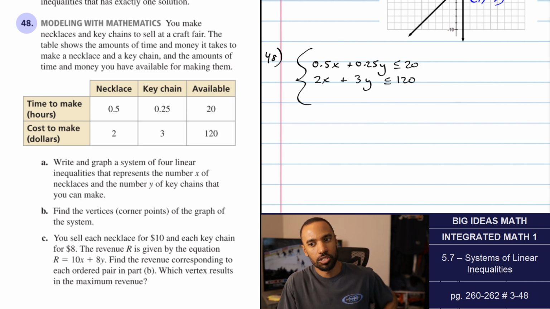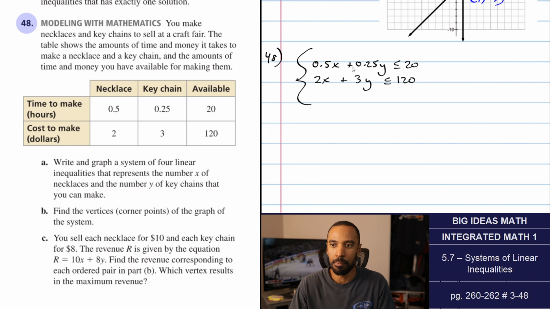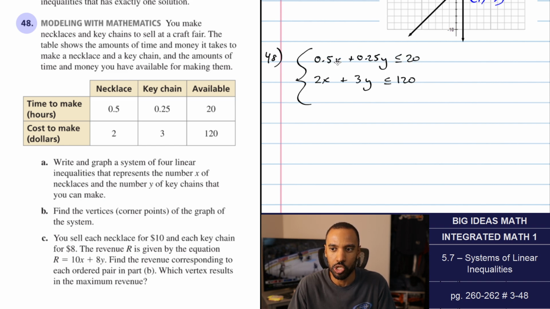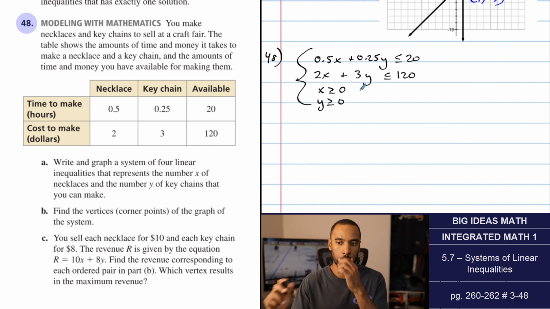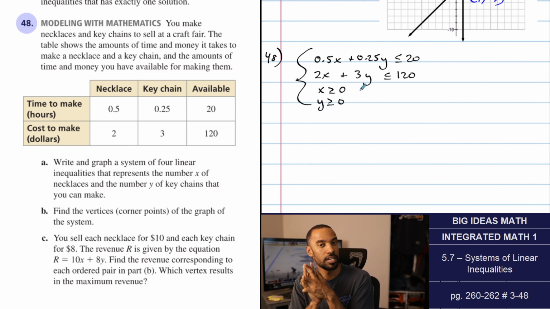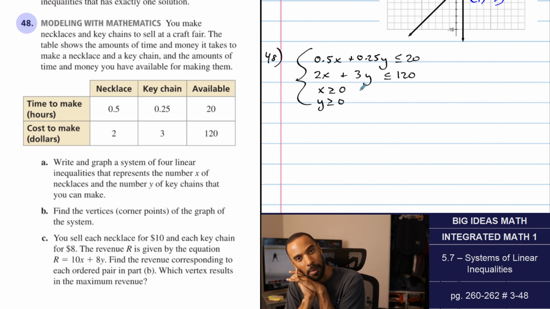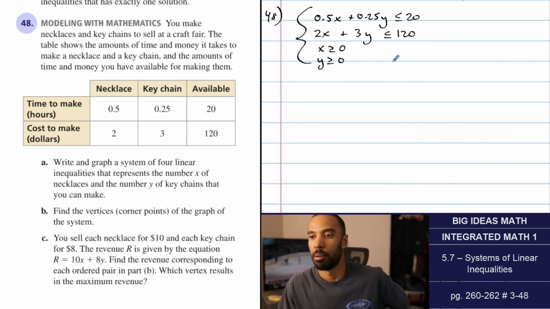I can't think of any other restrictions that they didn't mention, other than the ones that have been implied all along. We can't have negative necklaces and negative keychains, so x and y must be at least zero. To me, these are the only other two that I should write. So that's part A, well, that's the portion of it.